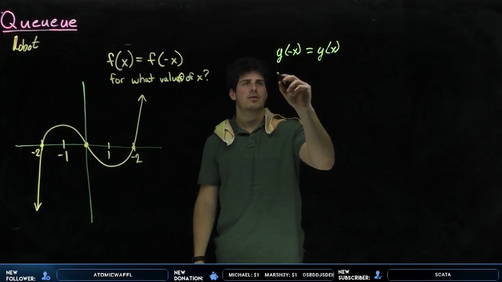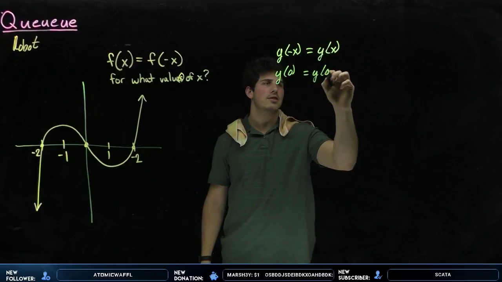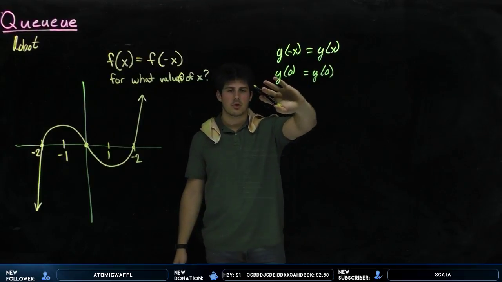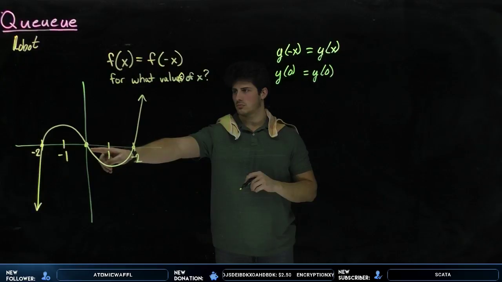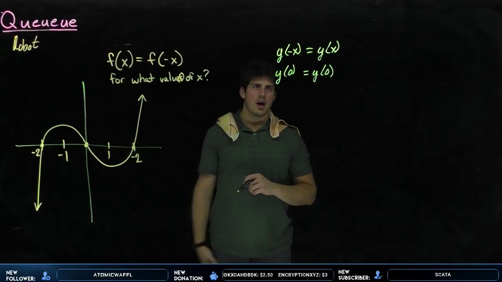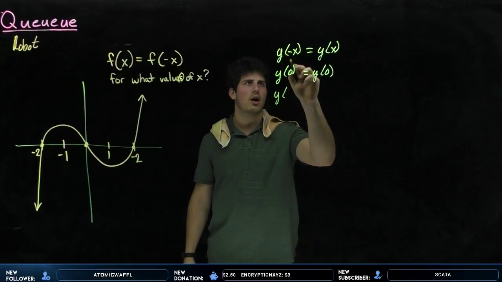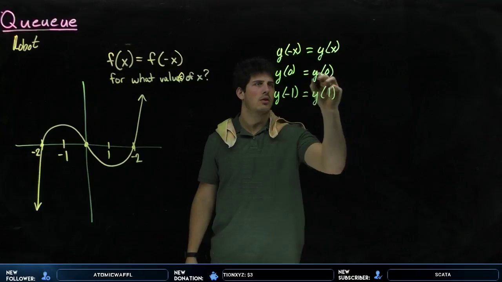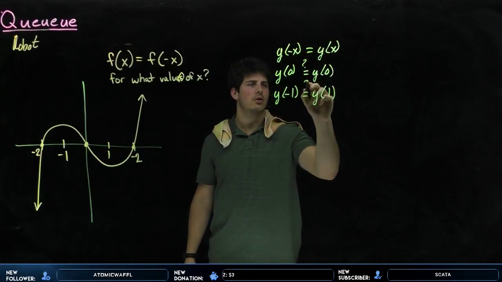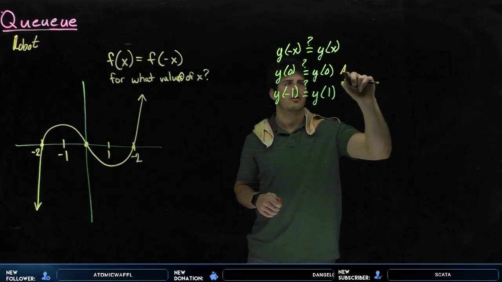Meaning, let's just throw in some values here. So y of 0 equals y of 0. That's an easy one. That's going to be true no matter what, because it's y of 0 and y of 0. So we know that's good. Let's keep going, though. Let's just go whole points here. So if I do y of negative 1, is that equal to y of 1? We said that this one is good.